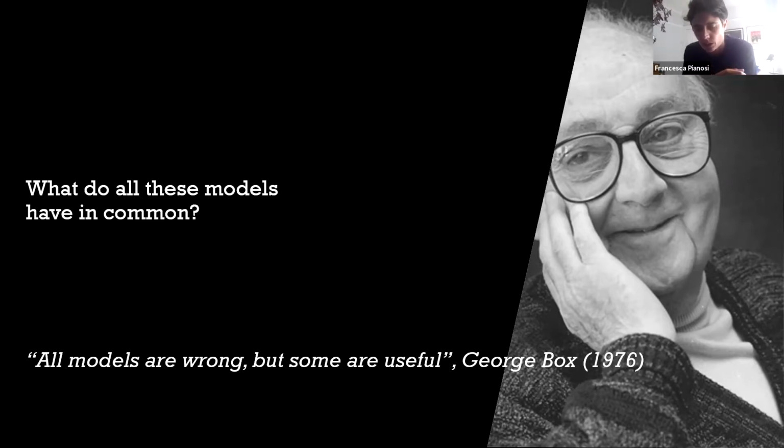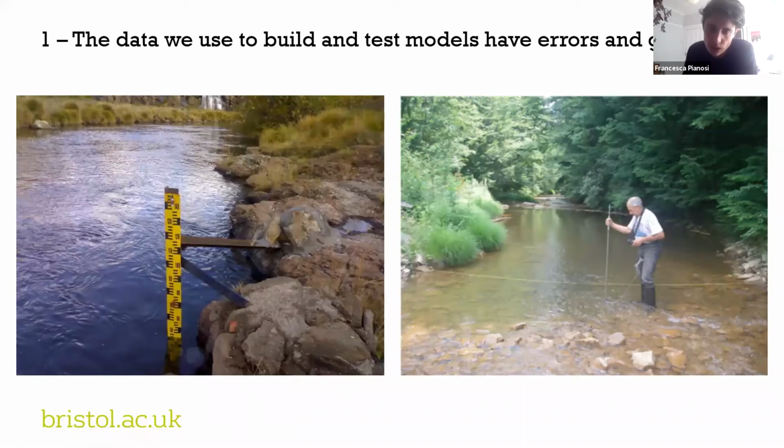But why are models so wrong? I'd say there are 2 main reasons. The first reason is that the data that we use to build and test mathematical models have errors and gaps, and particularly in the environmental field, this is a huge problem because we can't run experiments in controlled conditions as perhaps would be possible in other areas. In our areas, we just have to go out there and collect data, and this happens in a very noisy and messy environment.